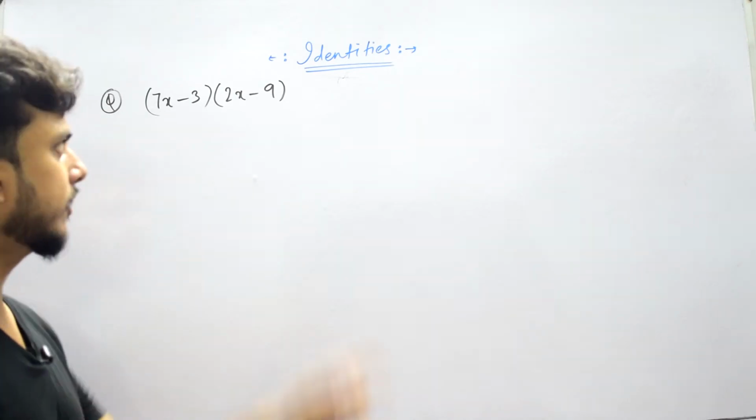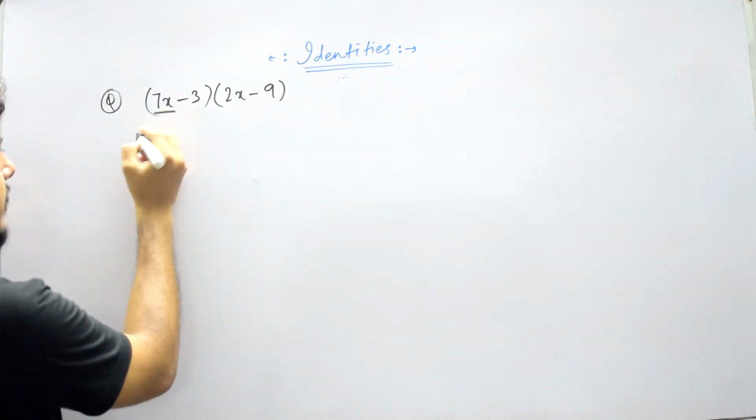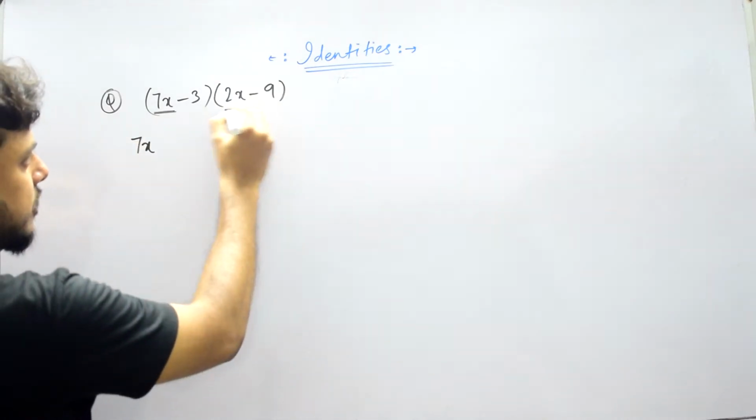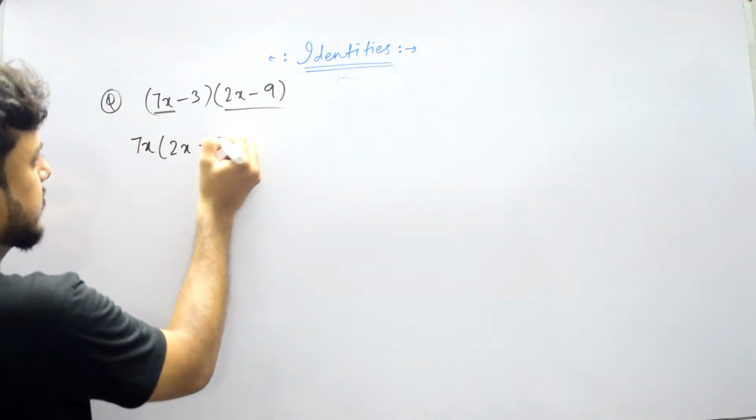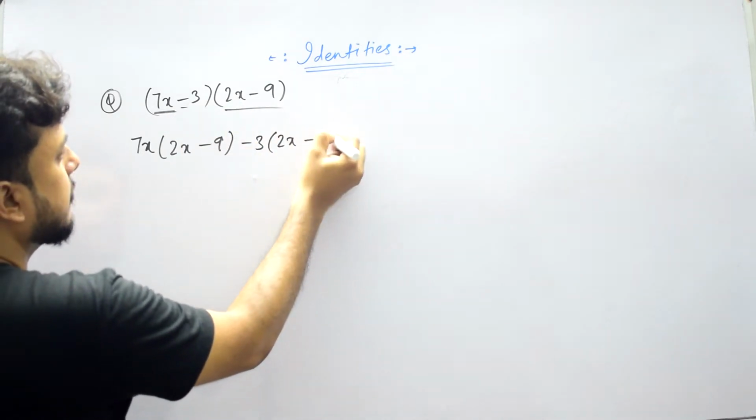Now let us see this question. Again the same process. First of all we'll write this 7x, and then this term, 2x minus 9, and then we'll write this term, minus 3, and then 2x minus 9.